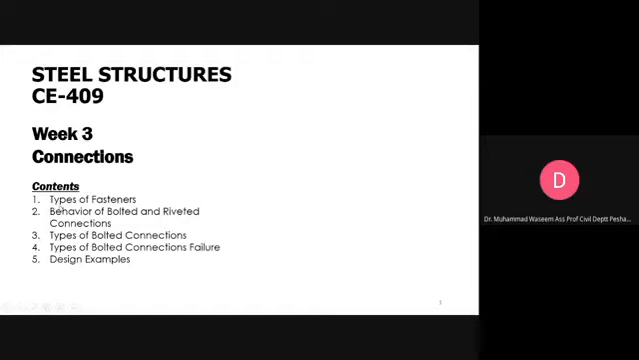In this lecture, first we will talk about the types of fasteners. What are fasteners? Fasteners are the components which make up the connections, and we will discuss 3 different types of fasteners in this class. Those fasteners we call rivets, bolts, and welds. They are the fasteners. We will go through them shortly.